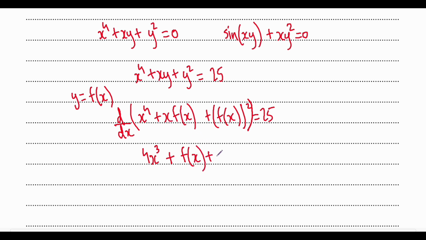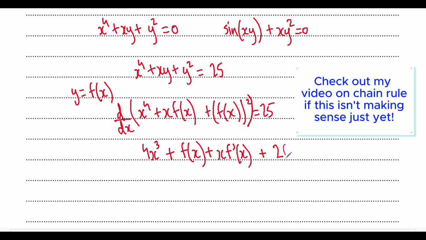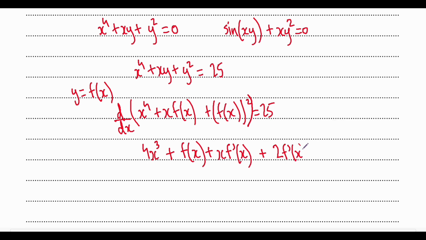So we just have f of x plus, now we leave x how it is, and we take the derivative of f of x. We don't know how to do that, so let's just leave it as f prime of x. That's the derivative of f of x. We're just calling it what it is. Plus, how do you take the derivative of f of x squared? Well, we can use the chain rule. So you have 2 times the derivative of f of x times f of x to the power 1. And that is equal to the derivative of 25, which is 0.